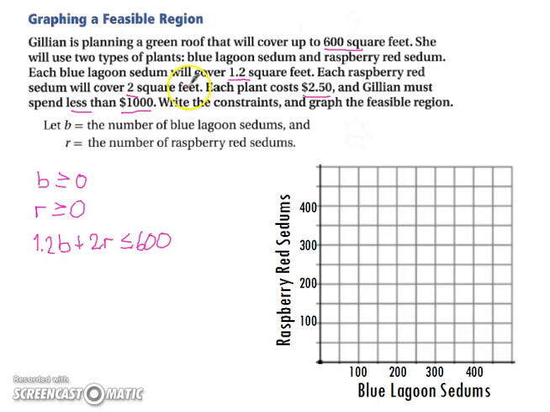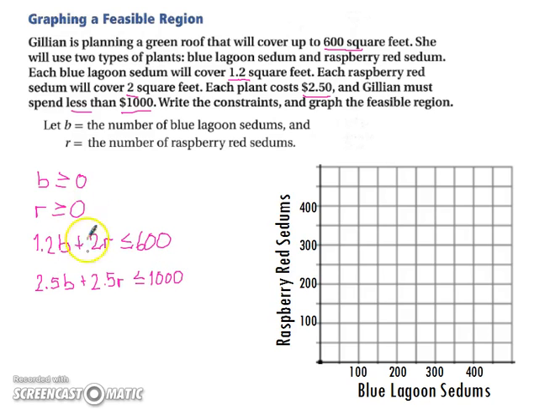And last but not least, we can look at our monetary value. So each plant costs $2.50, and we have to spend less than $1,000. So 2.5 times B plus 2.5 times R has to be less than or equal to $1,000.